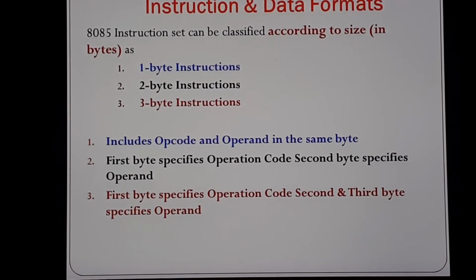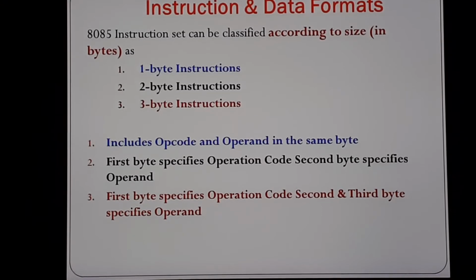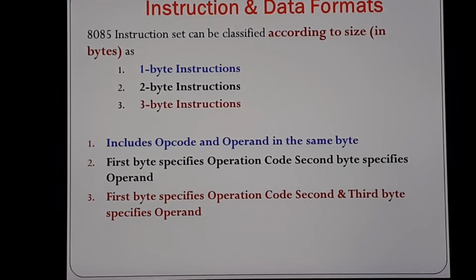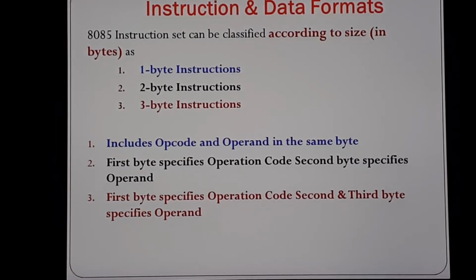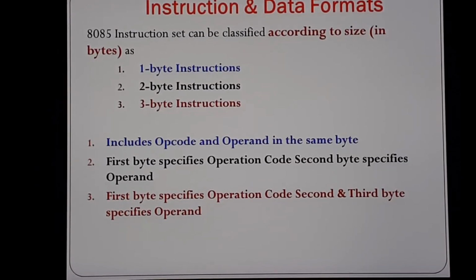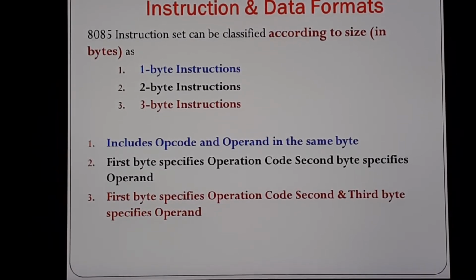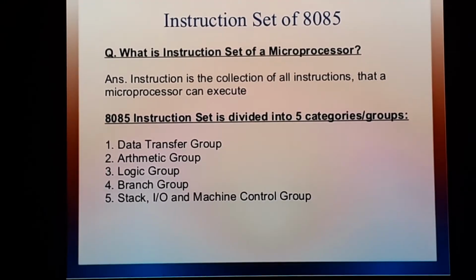Then 3 byte instruction means here the data is of 16 bits. So the operand, that is data, is split into 2 partitions, that is 8 plus 8, 16. Here we give the operand 2 bytes, 1 byte for 8 bits, 1 more byte for 8 bits. So 1 plus 1, 2, plus 1 more byte for the operation code, which is always given. So these are the 3 byte instructions.